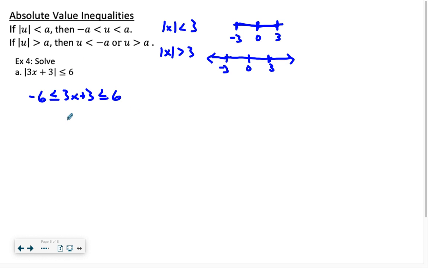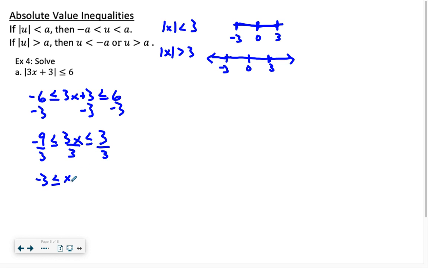Okay, now to solve something like this, we just want to get x by itself. So whatever I do to this, I have to do to every part of this compound inequality. So to get x by itself, I would subtract 3. And if I'm doing that, I want to do that to every part. So this is going to then become -9 is less than or equal to 3x is less than or equal to 3. And then divide everything by 3. So here I would get -3 is less than or equal to x is less than or equal to 1.